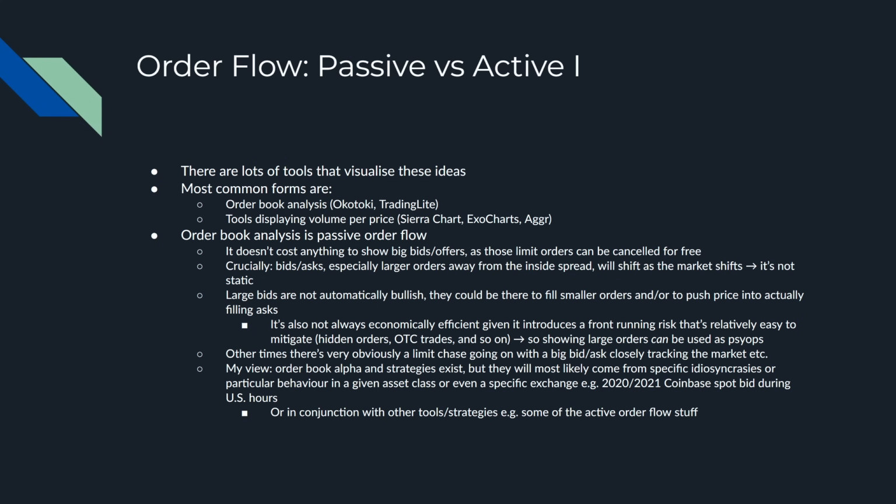So showing large orders can be some sort of psyops, right? Other times it's actually very obvious what's going on, like there's just a big limit chase going on, like we had in 2020-2021 with the Coinbase US bidder. But my view is the following. Given all the drawbacks and caveats that come with passive order flow, I think order book alpha and strategies do exist, but they'll most likely come from specific idiosyncrasies or a particular behavior in a given asset class or even a specific exchange. So you need to be really granular with what you're looking for, and not just saying, well, big bid equals bounce forever, big ask equals doom.